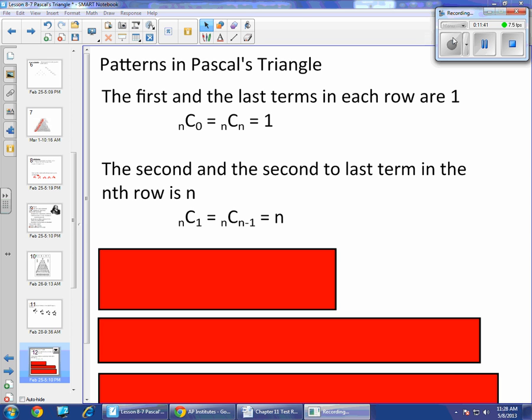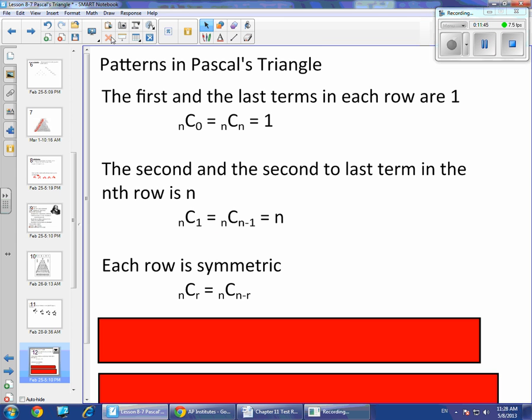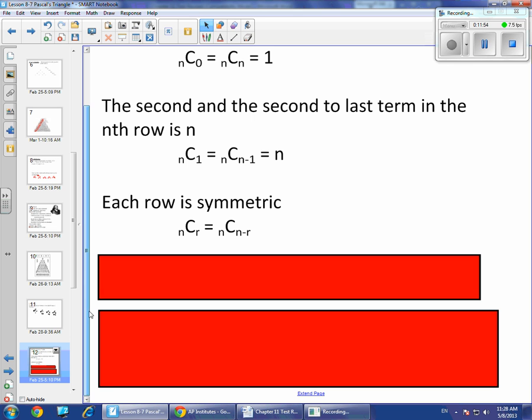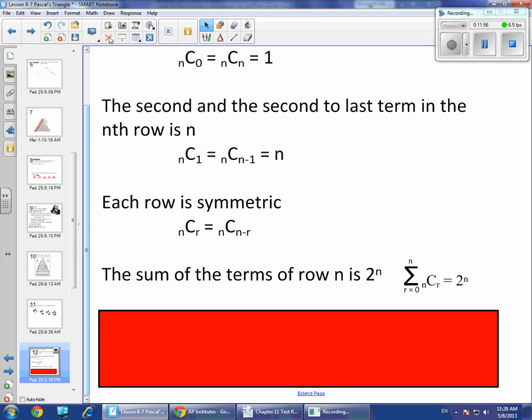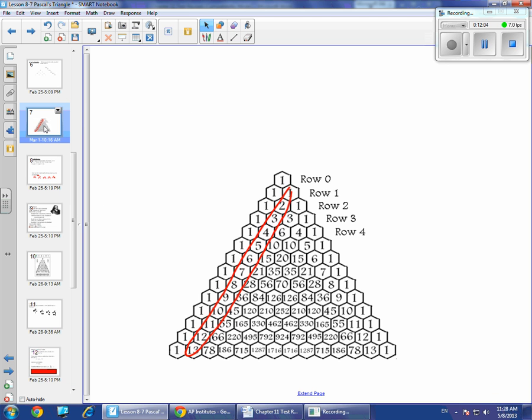The next one we already mentioned, and that's that each row is symmetric. It's the same on both sides. So nCr equals nC(n minus r). Next, if you take a look at the sum of every row, it has a special sum. It says 2 to the n, so let me show you.